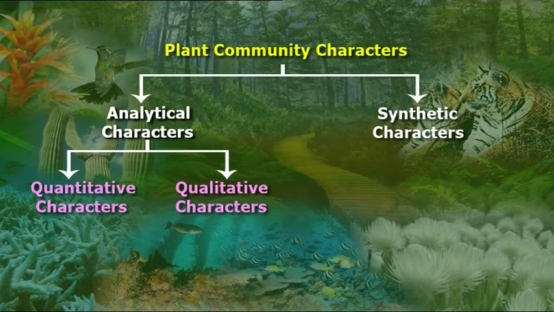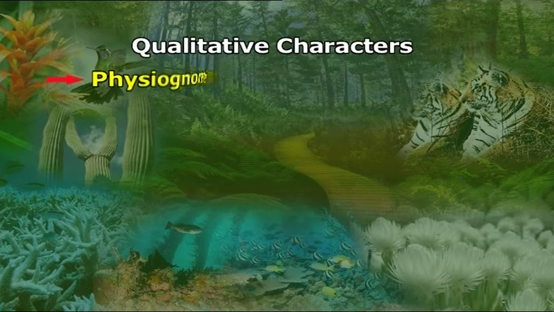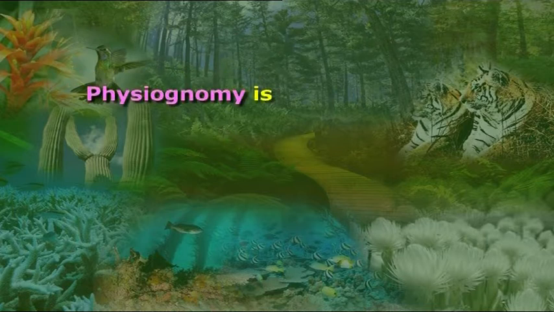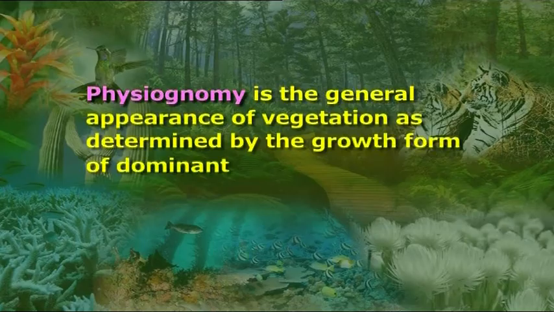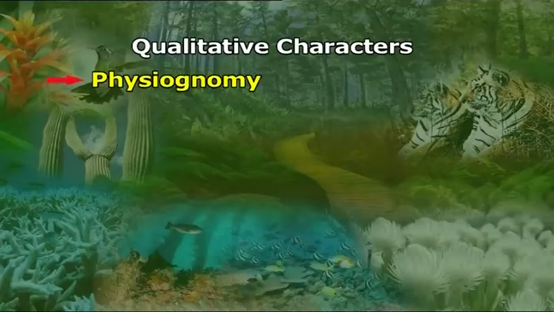Now, let us learn the second type of analytical characters, qualitative characters. Physiognomy. It is the general appearance of vegetation as determined by the growth form of dominant species. On the basis of appearance, it may be a grassland, desert, etc.